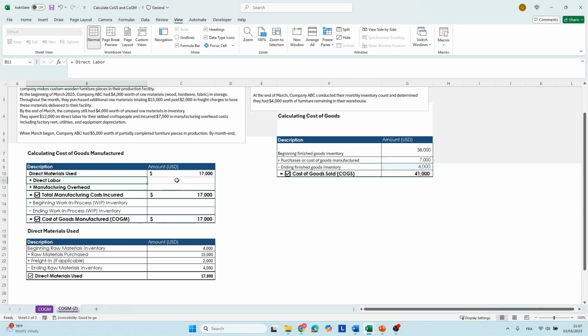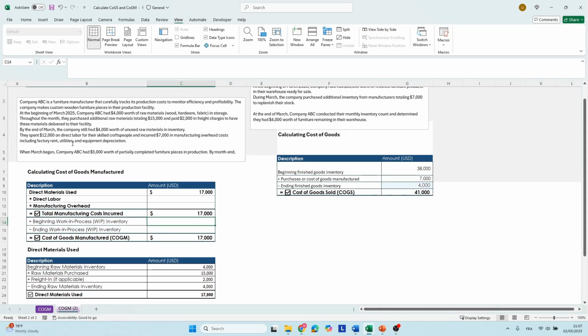So we have some information missing, like direct labor and work in progress, beginning and ending. Let's see in our example. They spent 12,000 on direct labor. So this is direct labor of 12,000. We have 7,000 in manufacturing overhead cost. So it will be added cost. And we get the total manufacturing cost incurred during the period of 31,000.